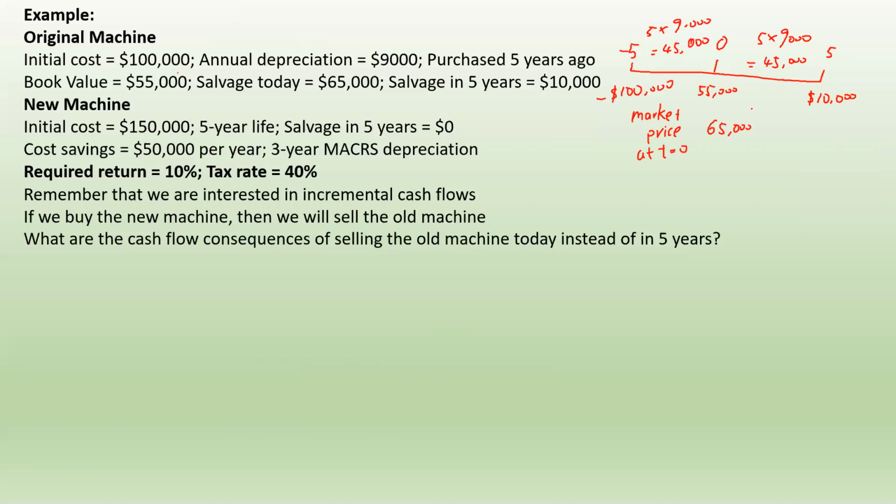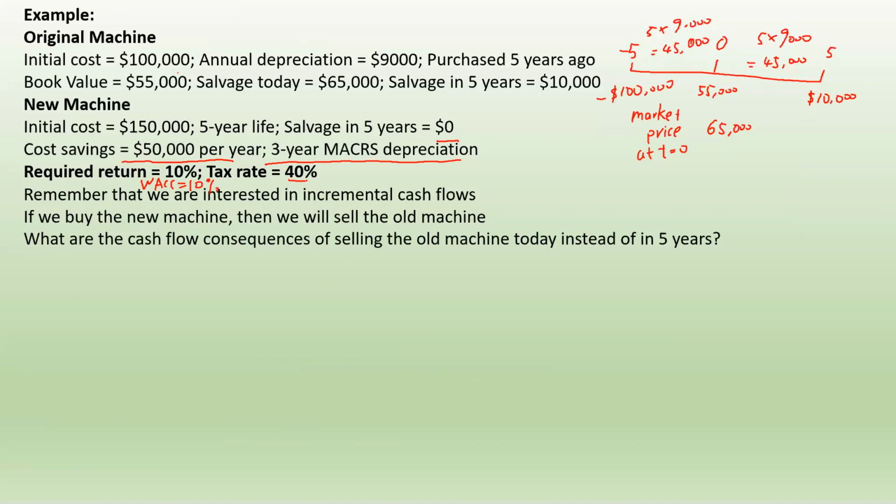And right now there's a new machine and they want to replace it. The initial cost is 150,000, 5-year life. Salvage value in 5 years is 0. The cost saving, by using this new machine, this company will save $50,000 US dollars per year. And the depreciation will use 3-year MACRS. The required return, which is the weighted average cost of capital, is 10%. The tax rate is 40%.